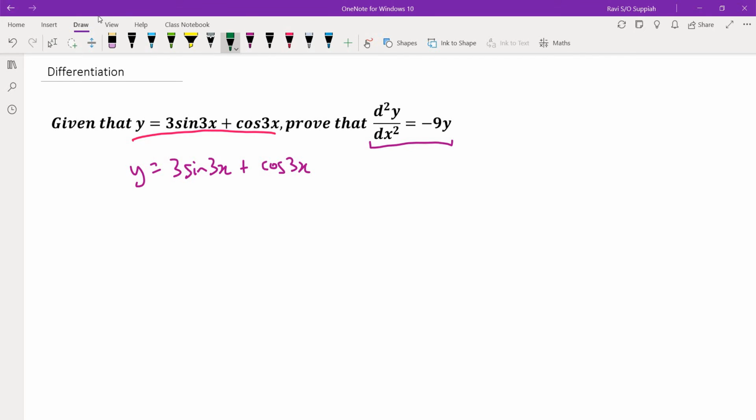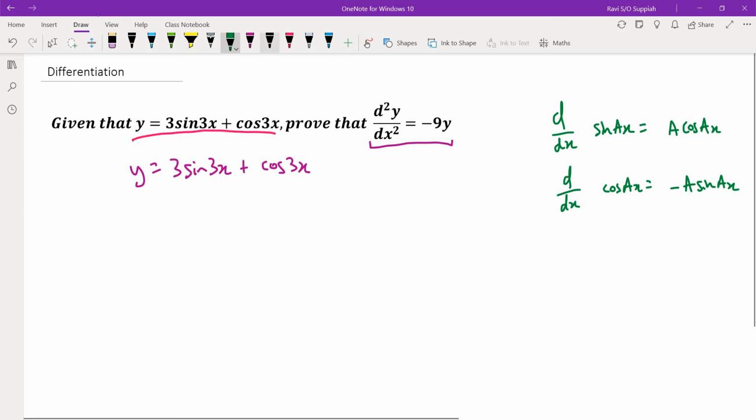Alright, so we need to remember that if I differentiate sine ax, I'll get cosine ax, and the a comes in front. And similarly, if I differentiate cosine ax, I'll get negative a sine ax. Alright, so with that understanding, we can move on to the next step here where I differentiate.